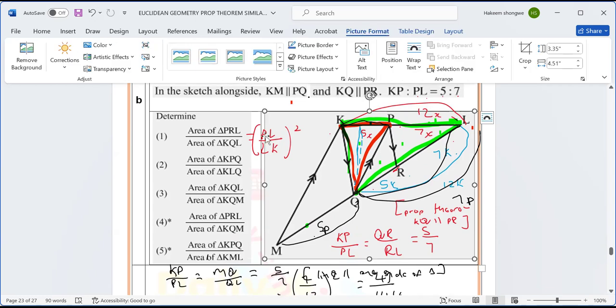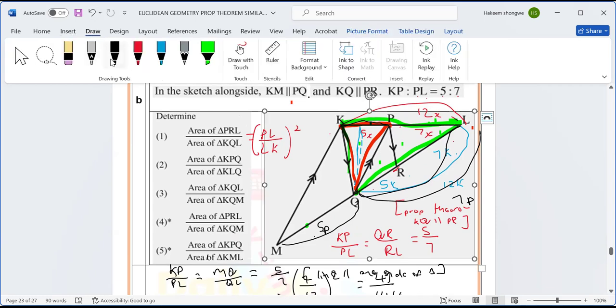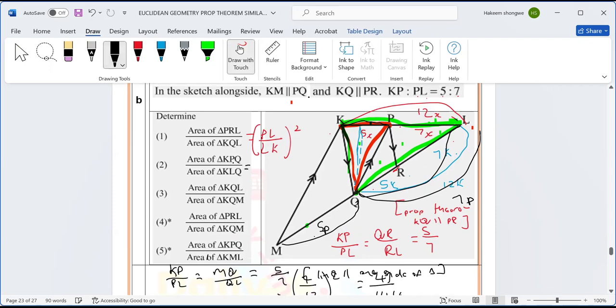I'm first going to write it here so that we remember. The base of this one, the red one, is KP. So we have K, we have P. This one here, the base, it's LK. LQ. LK, not LQ. Yeah, LK, sorry.